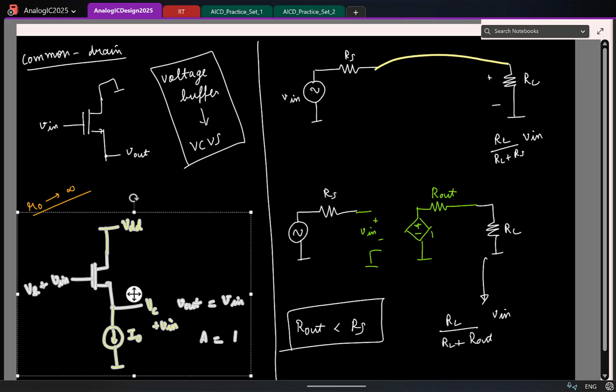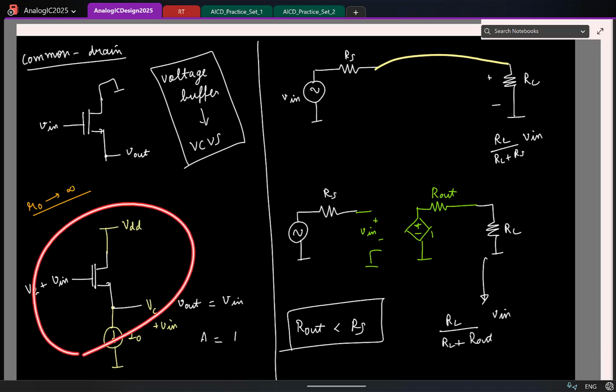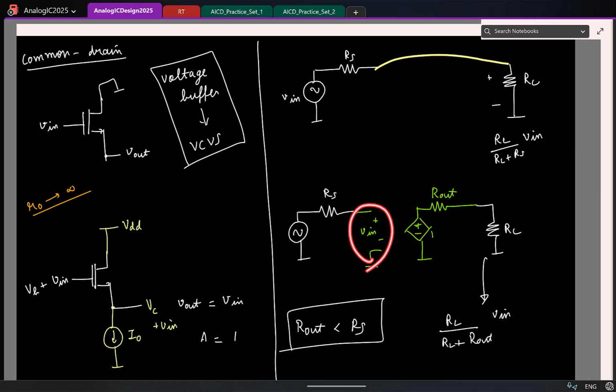Okay. So let's verify what the input and output resistances are for our circuit. What is the input resistance here? Infinity, because the gate does not draw any current, ideally, right? So the input resistance is infinity. We are good. So let's try to find what the output resistance is.